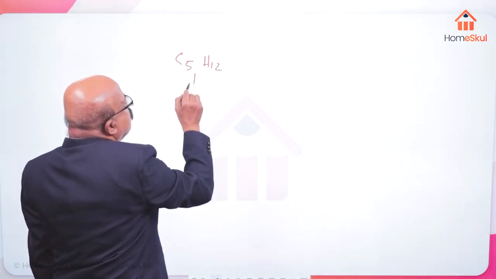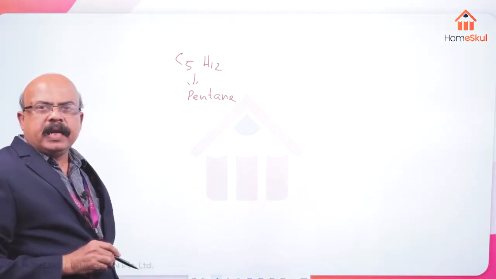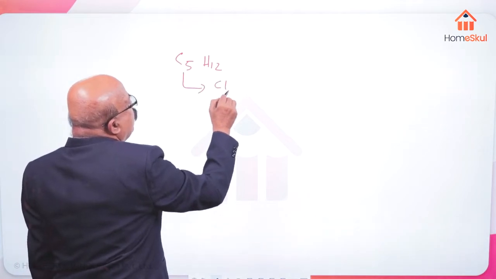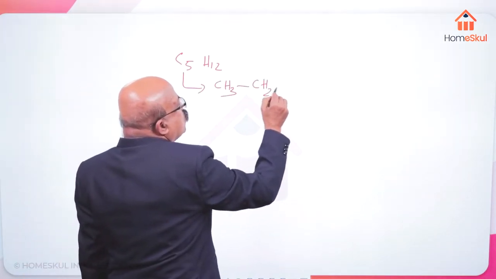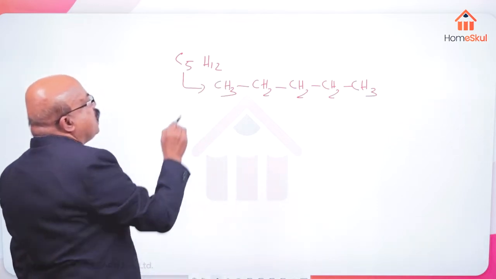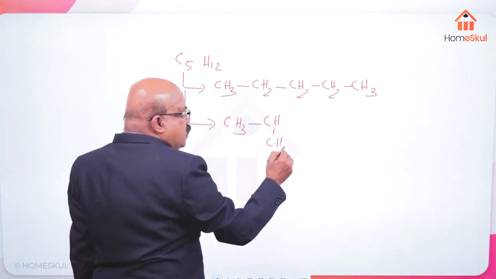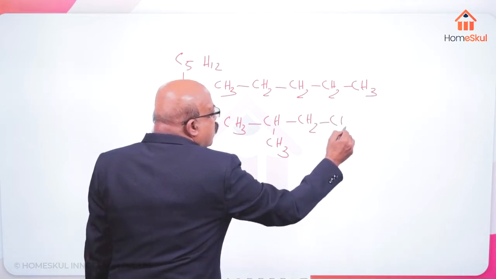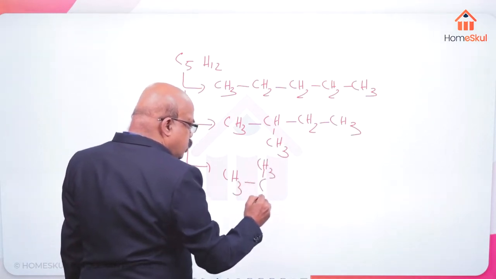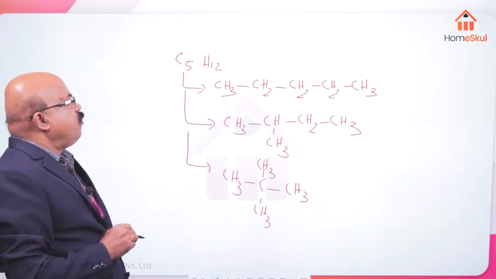Among the isomeric alkanes of molecular formula C5H12, this is pentane. Pentane has the following isomeric structures. One is normal pentane, that is CH3, CH2, CH2, CH2, CH3. Other one is isopentane, CH3, CH, CH3, CH2, CH3. And another isomer is neopentane, CH3C, CH3, CH3, CH3. These are the three isomeric forms of C5H12.